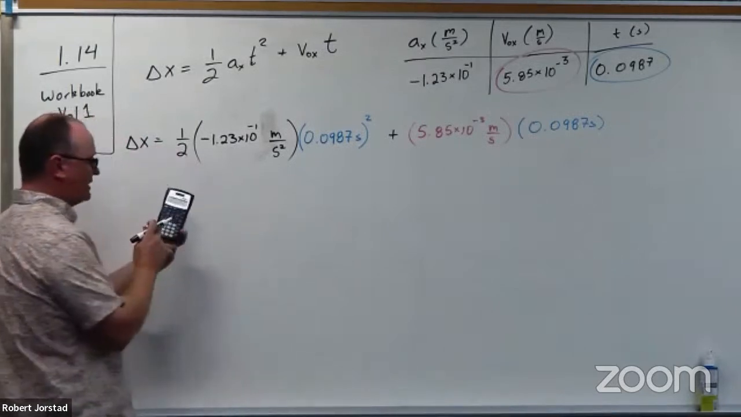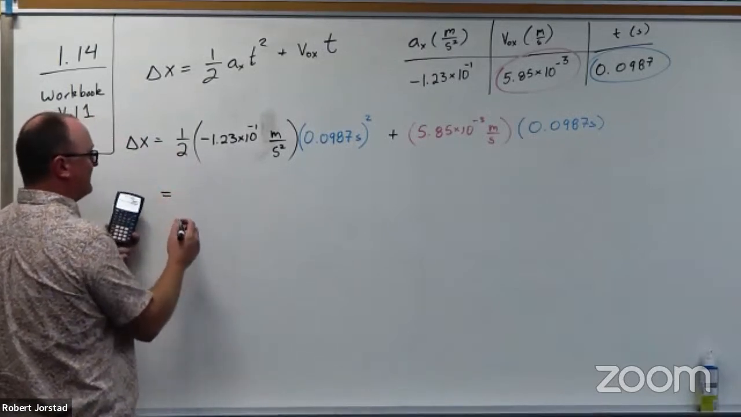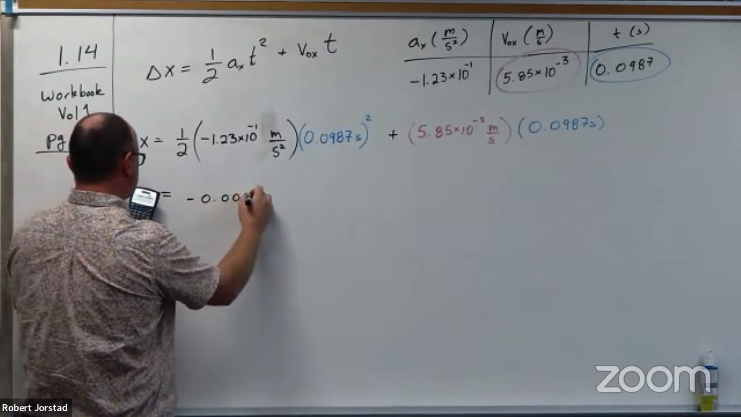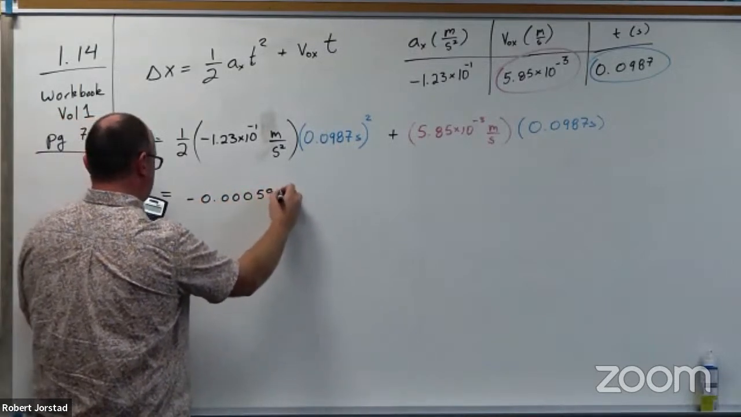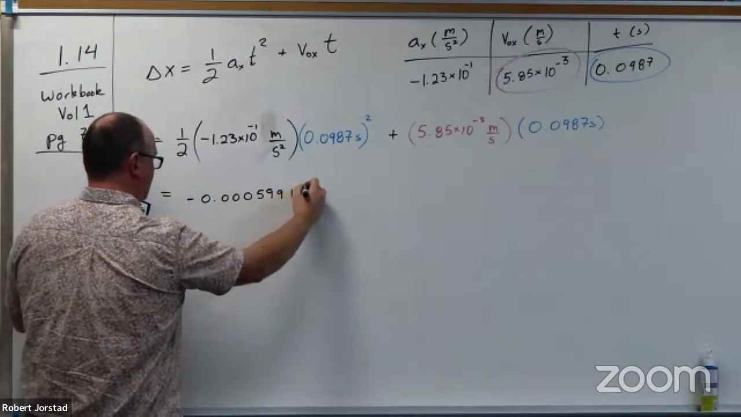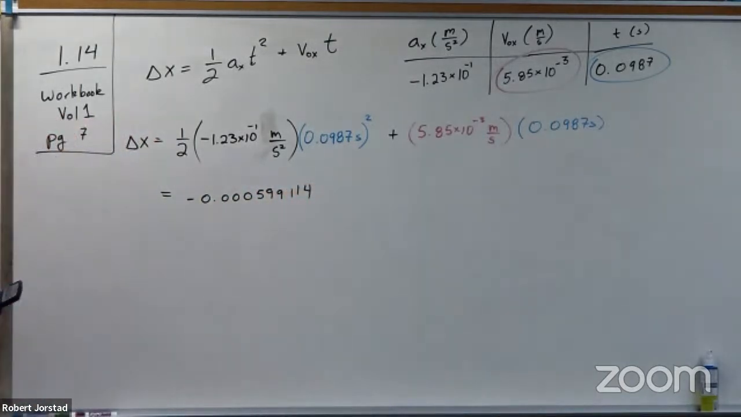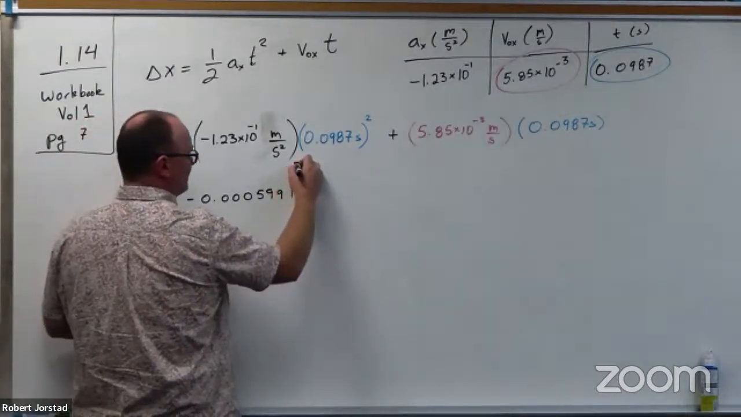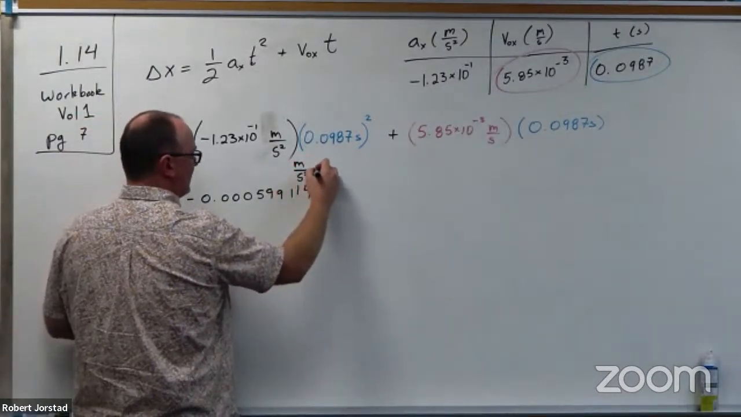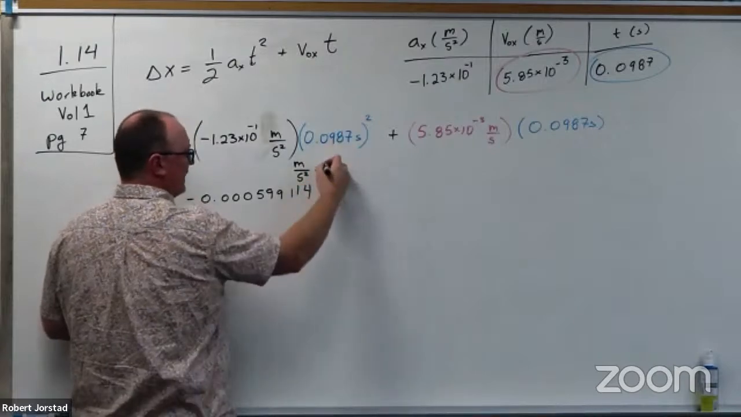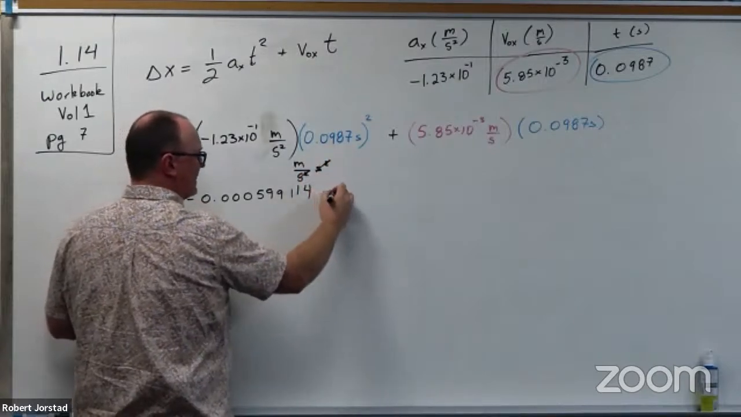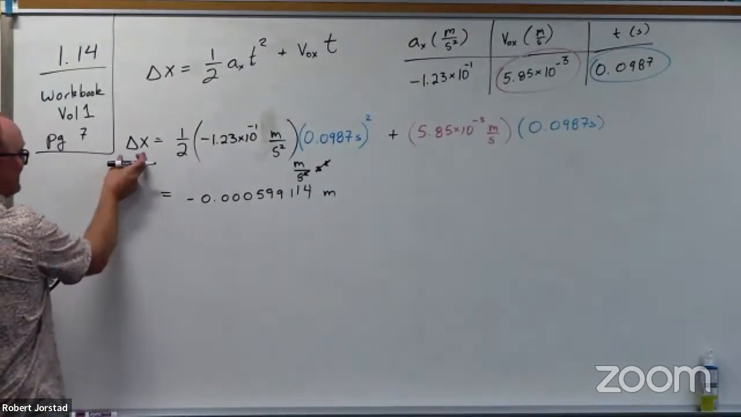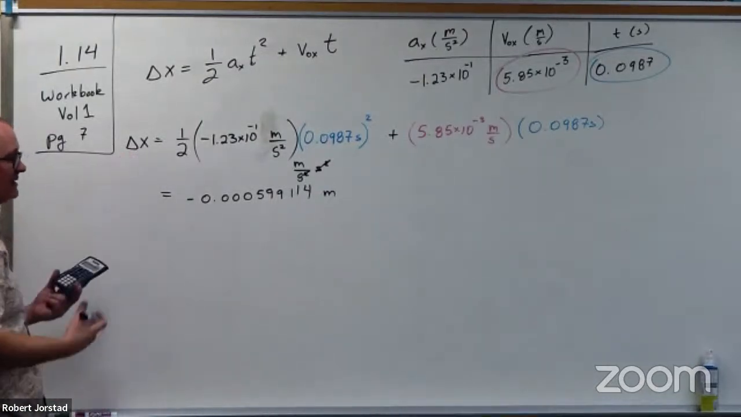Obviously, you could store it in your calculator. You might want to learn that. But in this case, I get negative 0.0005999114. Do I really need all that? What are the units, etc.? Well, let's look. I have meters per second squared times seconds squared. This should be in meters. That's a good sign. Usually delta X is a length in meters.